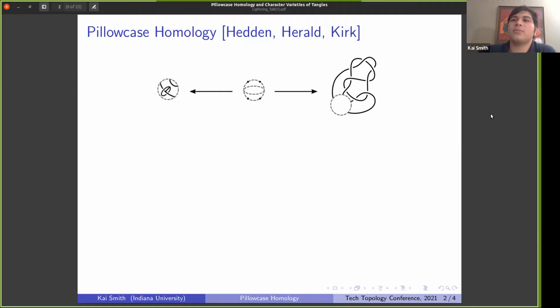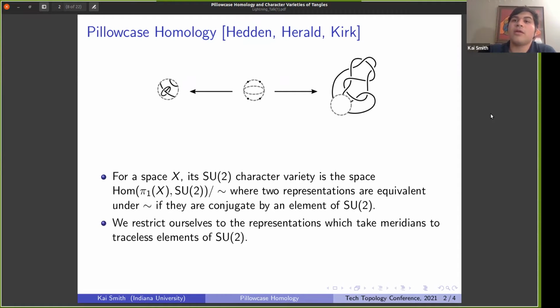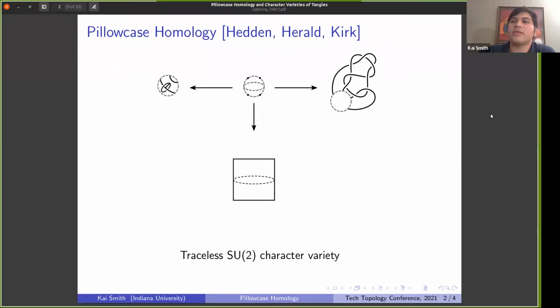Now to each of these spaces, we'll associate a new space called the SU(2) character variety. This is the space of representations from the fundamental group into SU(2), modded out by conjugation. In particular, we're interested in the traceless character variety, and so we're going to restrict ourselves to representations which take elements of pi1 coming from the meridian of the knot to traceless elements of SU(2). So the traceless character variety of the 4-punctured 2-sphere is a space called the pillowcase, which is homeomorphic to the 2-sphere with 4 singular points.